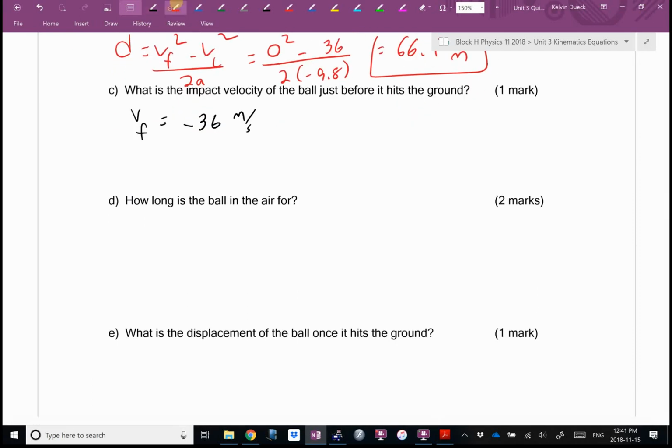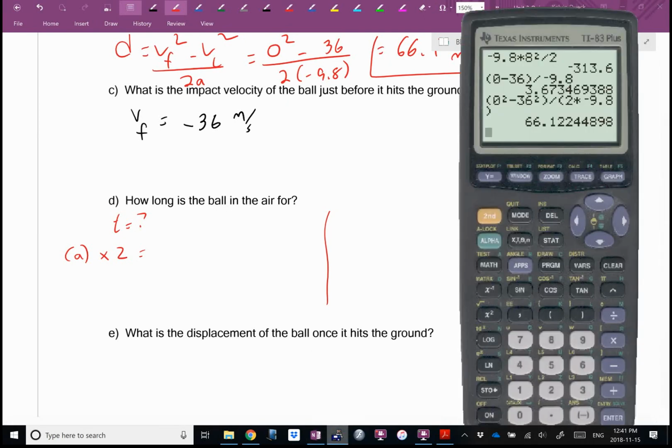D wants me to find time. There's 2 ways to do it. Method 1 is you could take your answer from A and double it. And I would probably do it that way if I had the time value on my calculator or really handy, or I'd written it down. So if you go 3.673469388 times 2, you're going to get 7.35. Now, if you go 3.67 times 2, you're going to get 7.34. I would take both, 7.3 something.